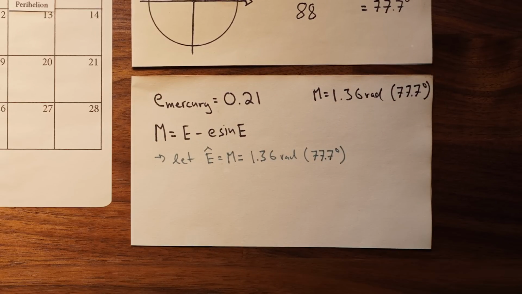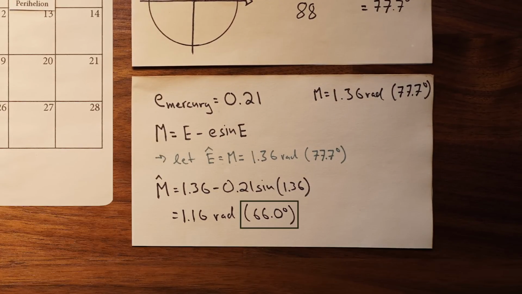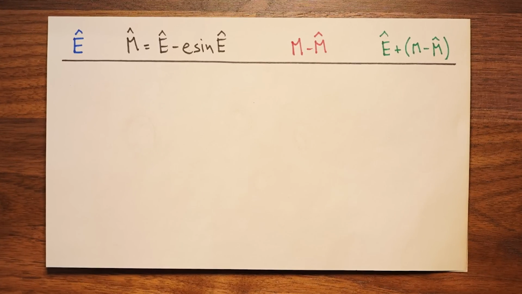One simple approach is just to set E hat equal to m. From here we can plug E hat into Kepler's equation and compute m equals 66.0 degrees, which is a bit smaller than the true value of m. To get closer to the true value of m, we need to increase the value of E hat. But by how much should we increase it? Kepler found a simple approach that works remarkably well.